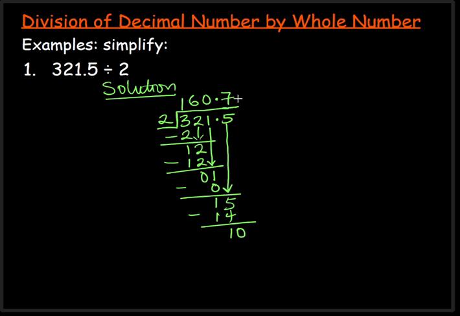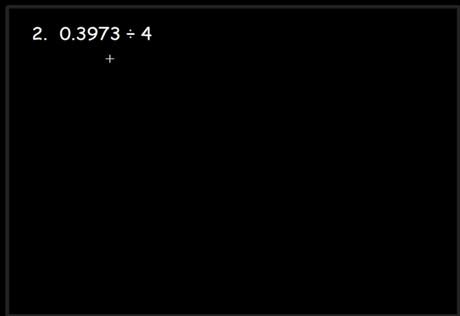So 2 into 10, that will give us 5. 2 times 5, that will give us 10. Subtract this, it will give us 0. And our answer becomes 160.75. Okay, so we move to example 2. Example 2, solution.